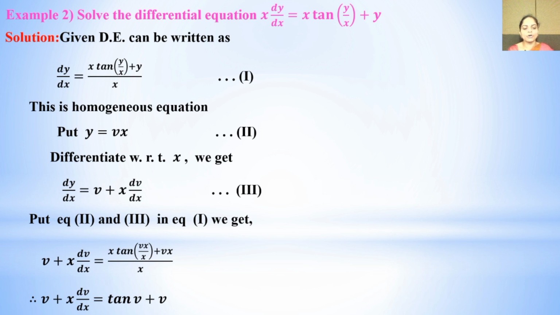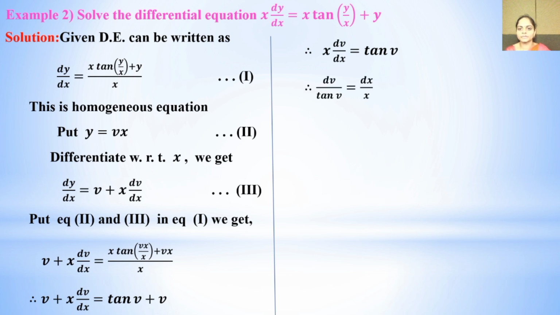Here v on both sides get cancelled. We get x into dv by dx is equal to tan v. Now we take the terms of v on the LHS and terms of x on the RHS. We get dv by tan v is equal to dx by x. This is our variable separable form. On integrating we get the general solution.